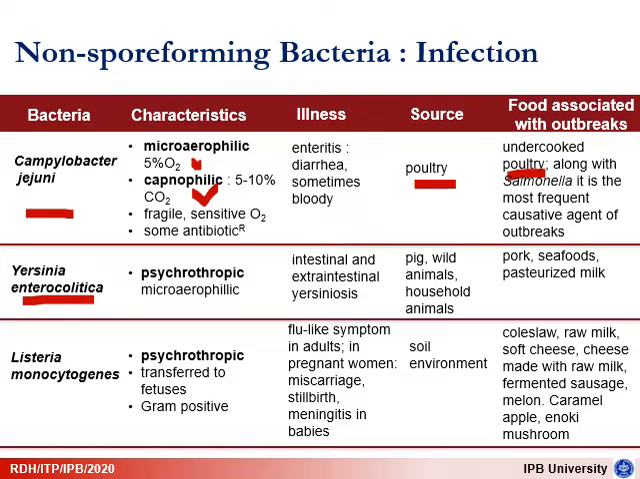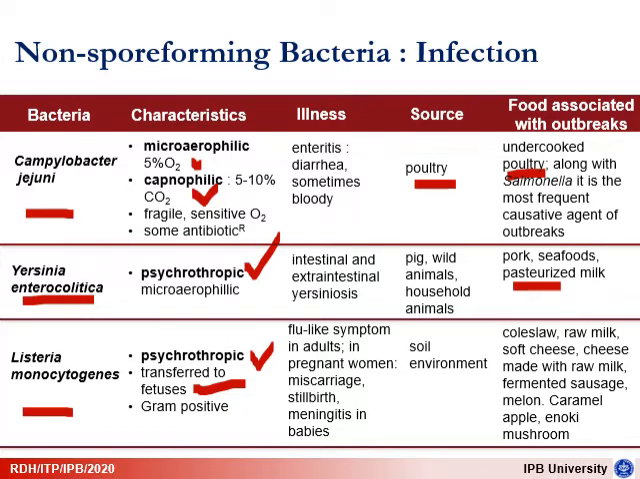Yersinia enterocolitica and Listeria monocytogenes both have a similar property, that is, they are psychrotrophic. That means they can grow at refrigeration temperature. Yersinia enterocolitica has been associated with pigs and wild animals and causes outbreaks through the consumption of pork, seafoods, and pasteurized milk. Meanwhile, Listeria monocytogenes causes a lot more severe illnesses because it can be transferred to fetuses.